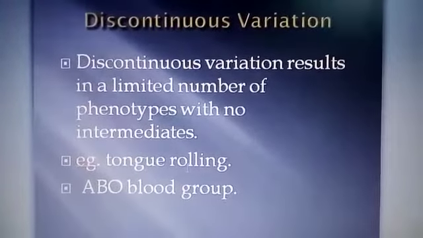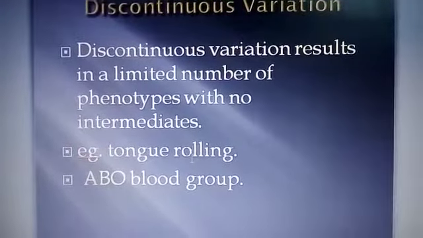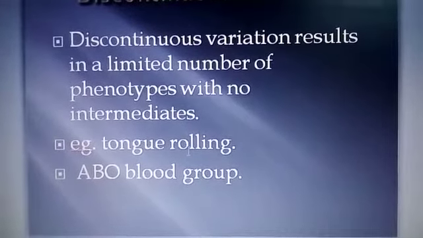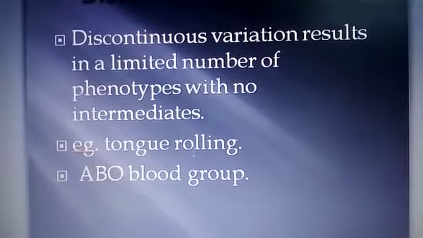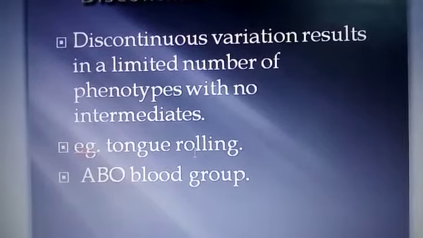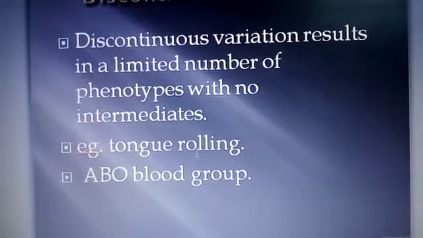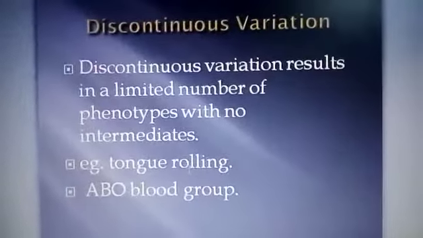Next is discontinuous variation. Discontinuous variation results in a limited number of phenotypes with no intermediates. I repeat, with no intermediates. For example, tongue rolling, then ABO blood group. ABO blood group means it can be A, B, AB or O blood group only. No other blood group types.